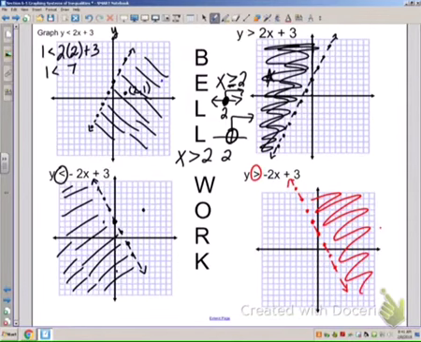Once again, you can pick out one of those points, plug it in and check. Or you can pick out one of the points on the opposite side and check. Is 0 greater than 0 plus 3? Nope, so that's why we didn't want to shade the side that included 0, 0. We shaded the opposite side.